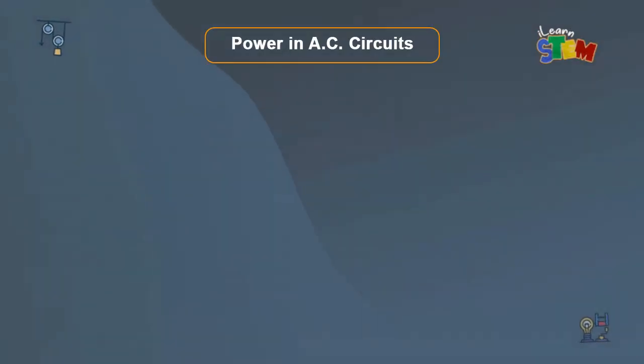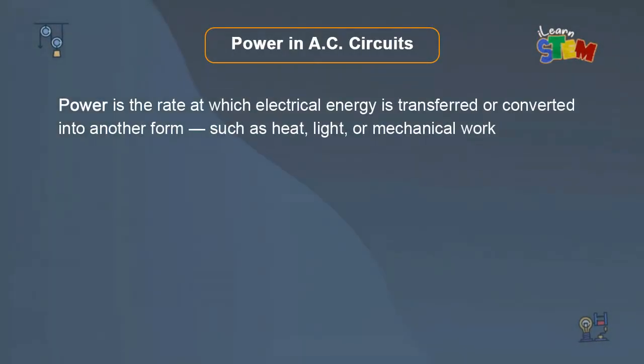In an alternating current circuit, power is the rate at which electrical energy is transferred or converted into another form, such as heat, light, or mechanical work. Unlike in direct current, where current and voltage are always in phase, in AC circuits the current and voltage may not align. This means we need special consideration to calculate power.